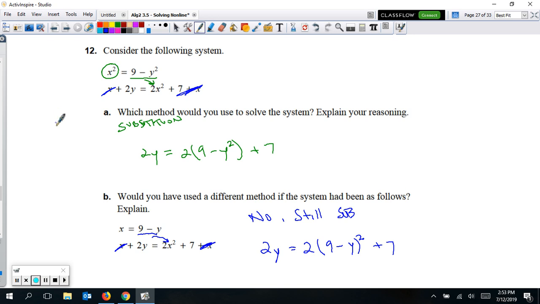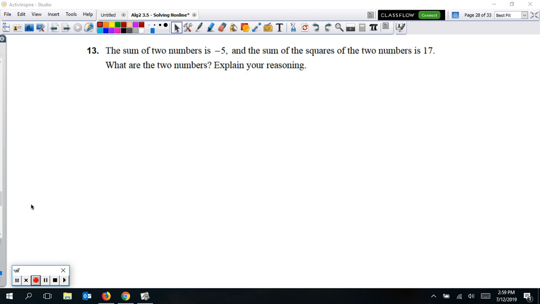All right, last problem, number 13. Okay, so problem 13, they want us to actually write a system of equations and then solve it. It says the sum of two numbers is -5, and the sum of the squares of the two numbers is 17. What are the two numbers?